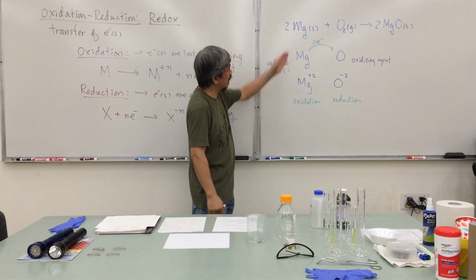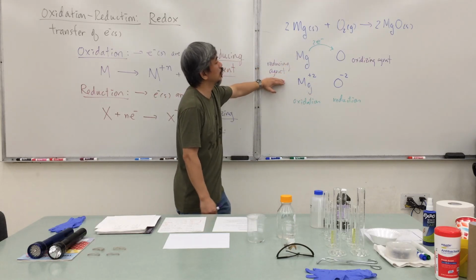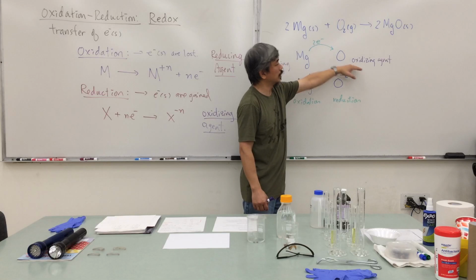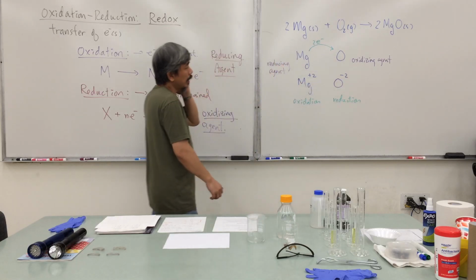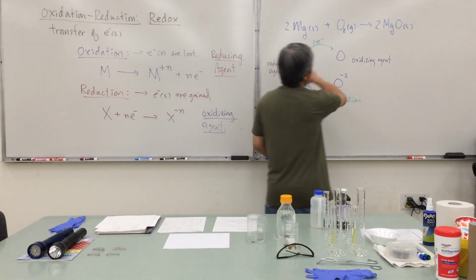And they are going to be oxidized. Whatever is being oxidized is going to be the reducing agent. Whatever is being reduced is now the oxidizing agent, and vice versa. And this should not be too difficult because we've actually seen this before.